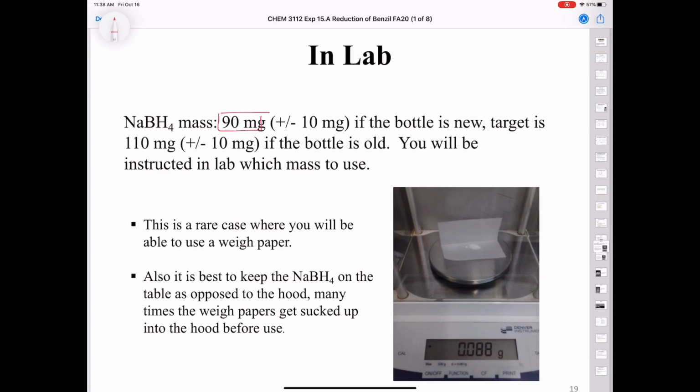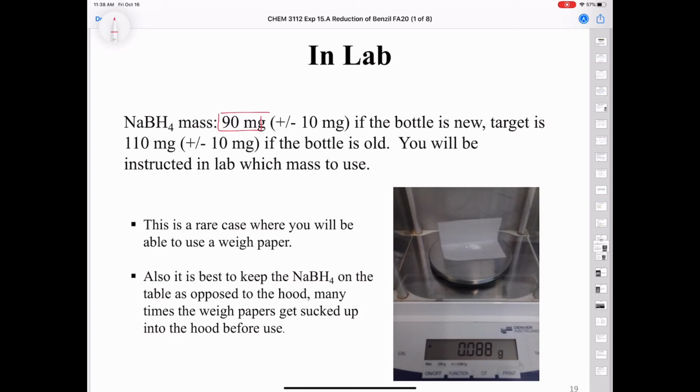Now this is one case where you're going to be asked to use weigh paper on the balance, and you're going to have to be very careful with it. Also, it's best to keep the sodium borohydride on the table as opposed to the hood because the fume hoods have a strong vacuum for their ventilation, and sometimes weigh papers can get sucked up into the fume hood.